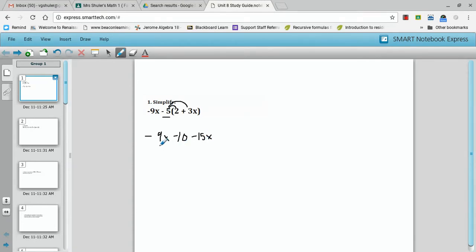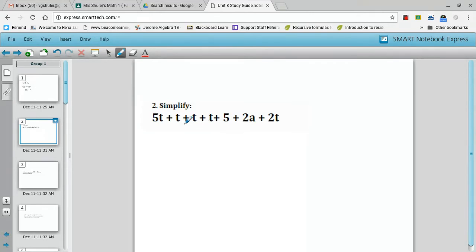Now we've got to combine like terms. This guy and this guy are like terms. -9x and -15x make a -24x. Combine them, like terms, and it is a -10. So your final answer is -24x minus 10.